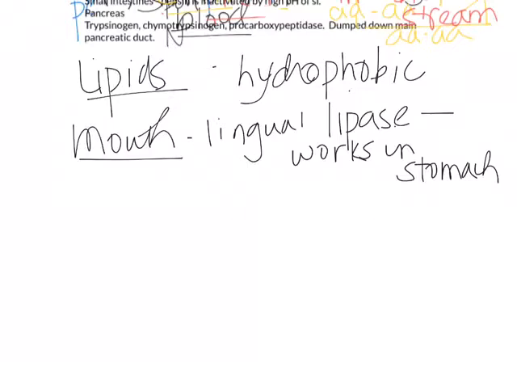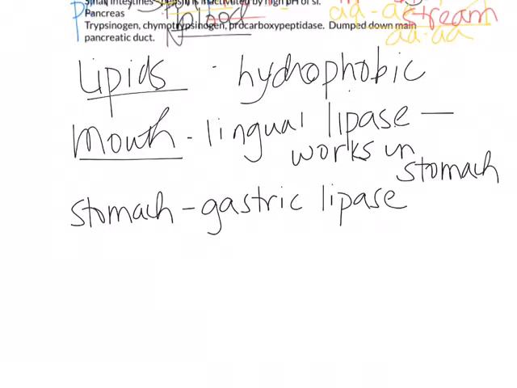Now, in the stomach, we have gastric lipase. Gastric lipase digests fat a tiny bit, so it starts breaking it down, but only a tiny amount of digestion. The lingual lipase also works in the stomach, but it doesn't break down a lot of fat.